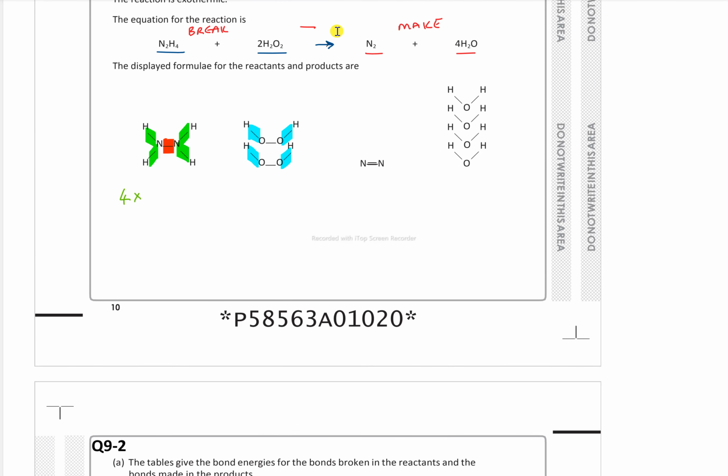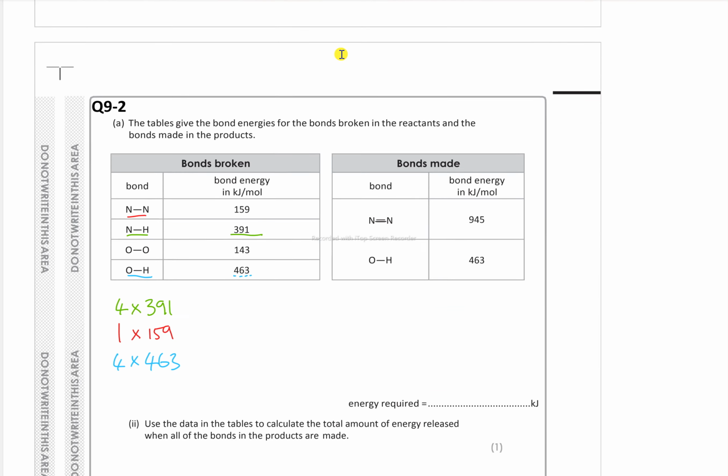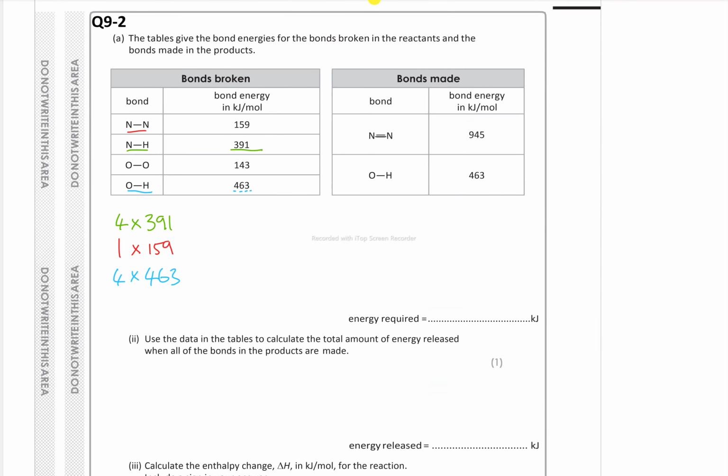Right, the last one, we've got an oxygen-oxygen bond and another oxygen-oxygen bond. We have 2 times oxygen-oxygen bonds are 143. So all we've done is gone through all those. If you add those up, you should get 3861 kilojoules. Right? So this is break. And on this side, we have got make.